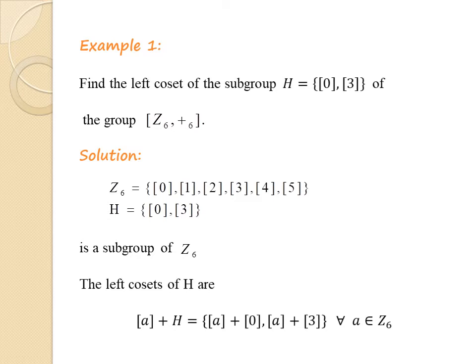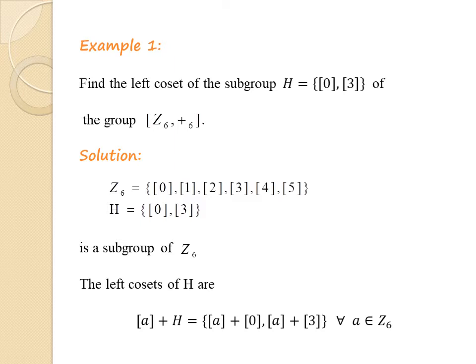Let us move on to the problems under this category. Find the left coset of the subgroup H, given as {0, 3}, of the main group Z6 under addition modulo 6. So H is a subgroup of the main group Z6. Here the main group is Z6, right? Z6 contains the elements 0, 1, 2, 3, 4 and 5, and they are given the subgroup H containing the elements 0, 3.